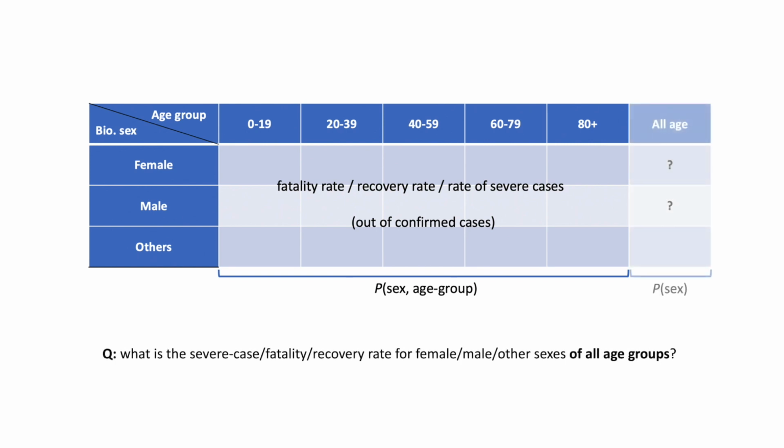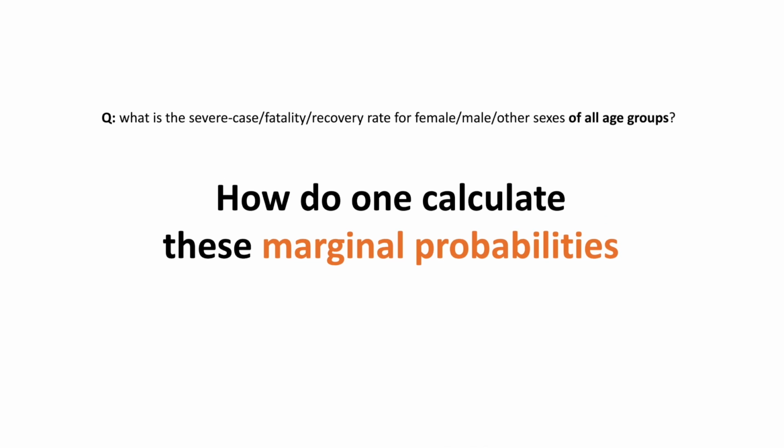Now, what if I want to know how likely I would get this disease regardless of my age, just as a female? And there are many questions similar to this that we could ask. These overall probabilities that depend only on one variable are called the marginal probabilities, which are just as important as the original data table we had. Now, the more general question becomes, how do we calculate these marginal probabilities fast?